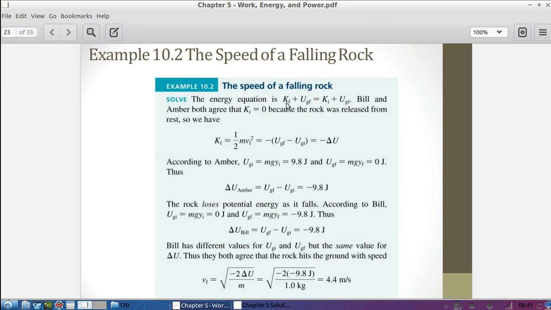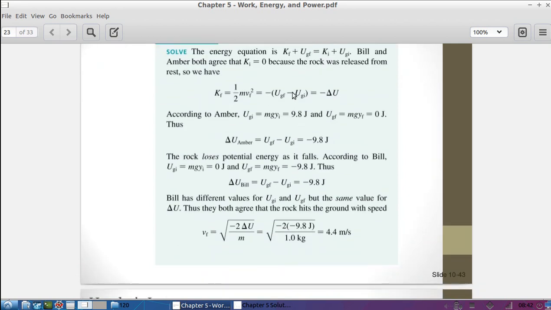What we're doing here is we're going to solve for K final because we're looking for the final velocity. Now, in both cases, K final is equal to UG initial minus UG final. So it's different from delta U. It's initial minus final when we solve this. What we do here is factor out a negative sign. UG initial minus UG final is the same as negative the quantity UG final minus UG initial.